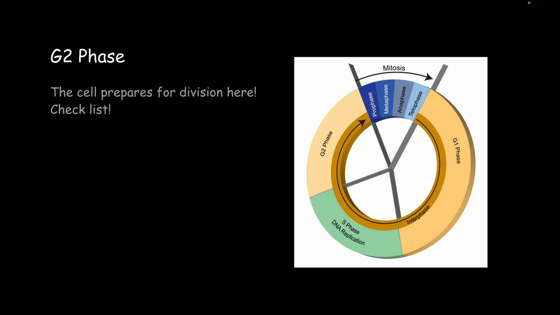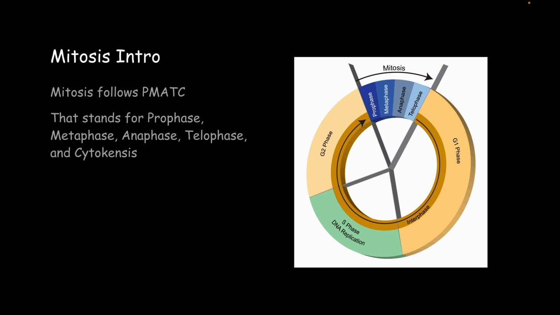Next we have G2. This is just going to be prepping for division. You don't really need to know a lot here. It's just a checklist, really. We're going to say, okay, do we have everything we need before we split?